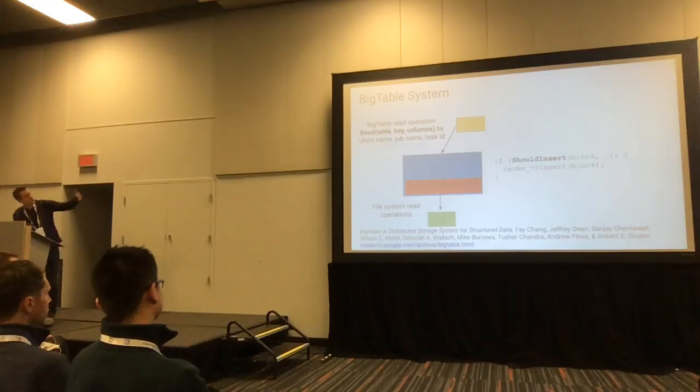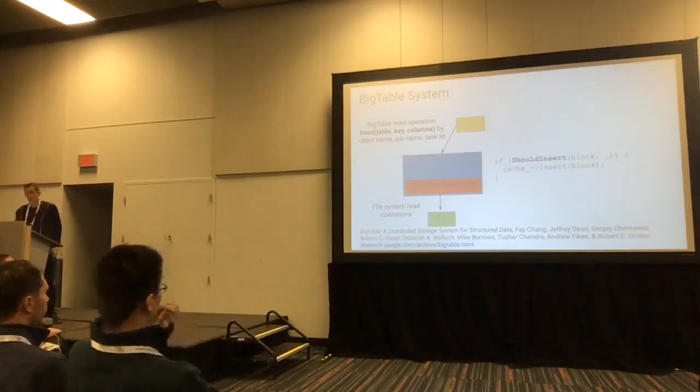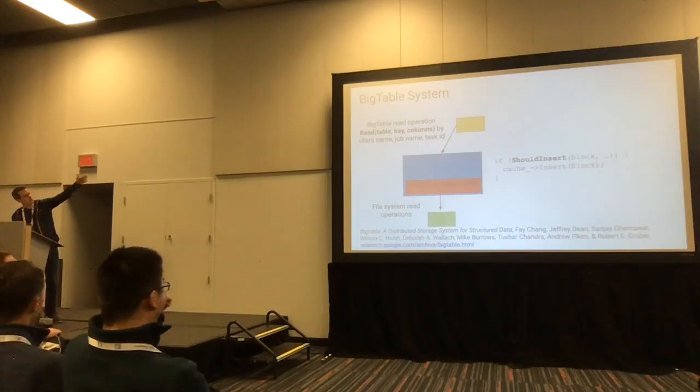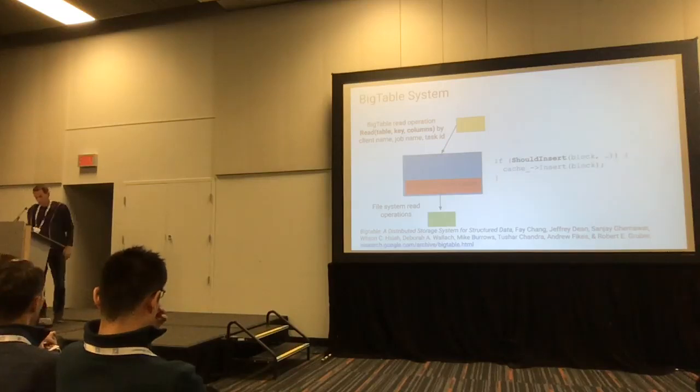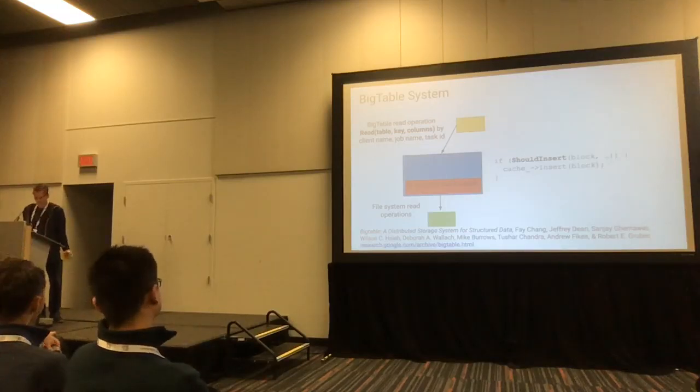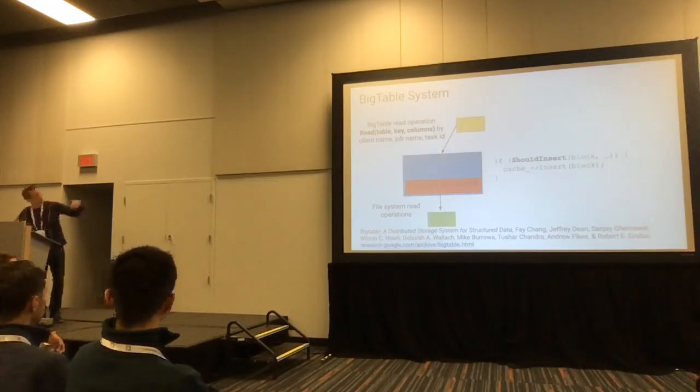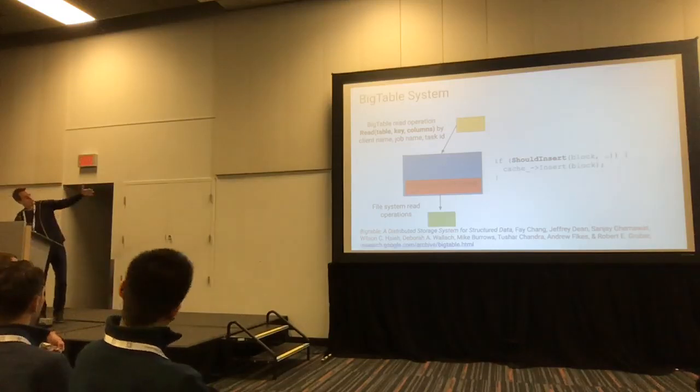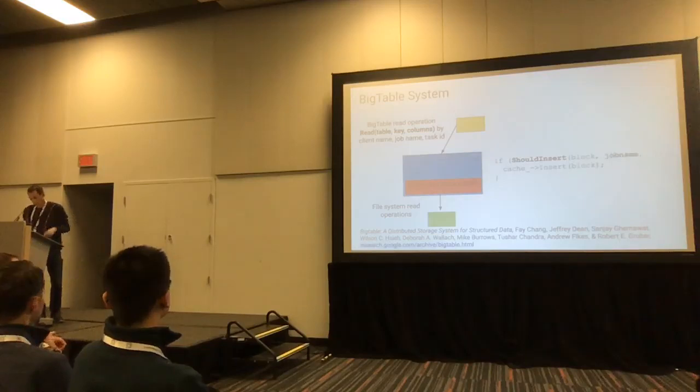And if we zoom in a bit further, the read operation says, hey, I'd like to read from this table, this key, and these columns from that table. And that request is made by a particular client name from a particular job with a particular task ID. And then inside the Bigtable tablet server, there's code that will read this data from the distributed storage system, and then it has an in-memory block cache because there tends to be locality in these kinds of things. And so there's code that looks like, if I should insert this block into my in-memory cache, then I'm going to go ahead and insert it. And that code will look like some heuristic that is written that looks at the properties of the block and maybe some other things and decides whether or not to insert it.